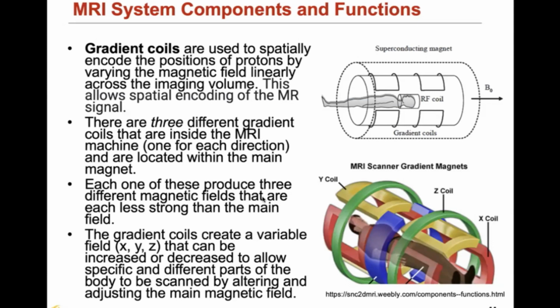But they are less strong than the main field. So these coils can create some variable magnetic fields that can be increased or decreased to allow different parts of the human body to be scanned, and also adjusting the magnetic field strength.